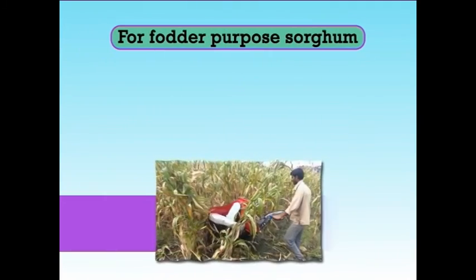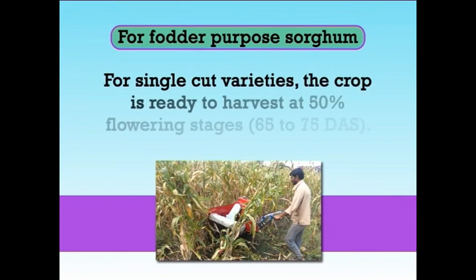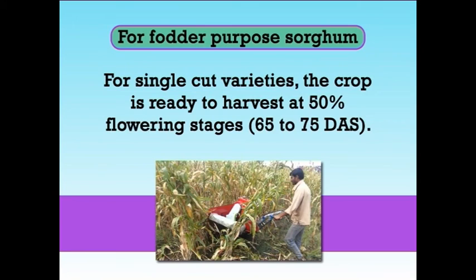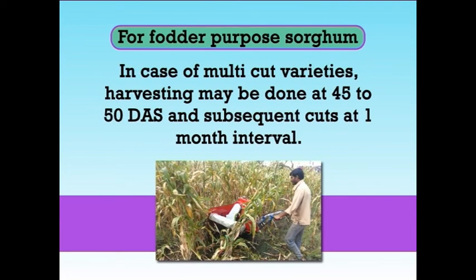Next, we will discuss about harvesting for fodder purpose sorghum. For single cut varieties, the crop is ready to harvest at 50% flowering stage, that is 65 to 75 days after sowing. However, in case of multi-cut varieties, harvesting may be done at 45 to 50 days after sowing and subsequent cuts at 1 month interval.